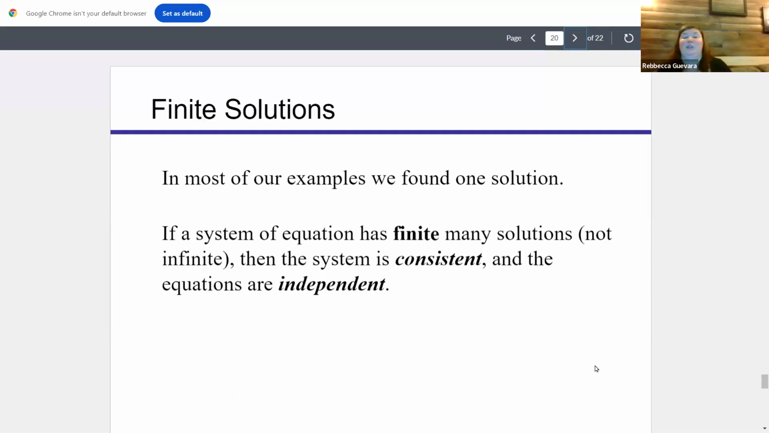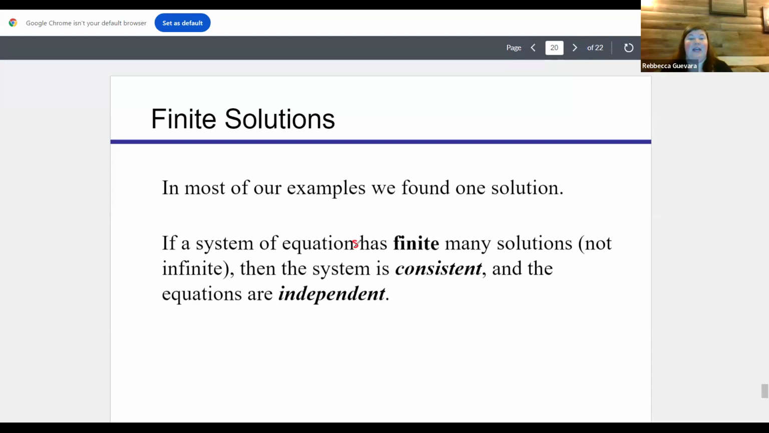Finite solutions. So when you hear the word finite solutions, in most of our examples, so 1, 2, and 3, we had one solution. If a system of equations has finitely many solutions, so not infinite, meaning that we'd have one solution, just two solutions, just three solutions, but there is a definite number, then the system is considered consistent because it has solutions, and the equations are independent because they give you different lines.